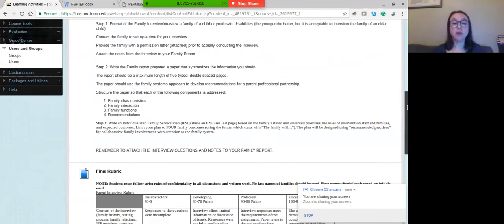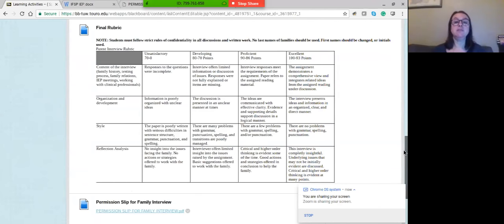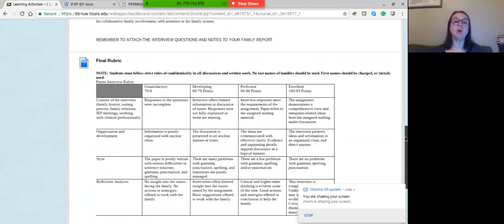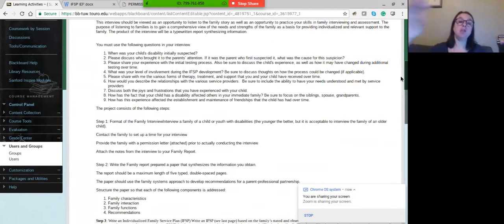Take a look at the rubric. It's important because it's going to give you a sense of what needs to happen. When I'm grading this paper, I'm going to almost have a checklist where I'm going to make sure that you have answered each one of the questions listed, that you have followed the instructions for step 1, step 2, and step 3. So please make sure that all of those are included. If they are not, you will not get full credit.